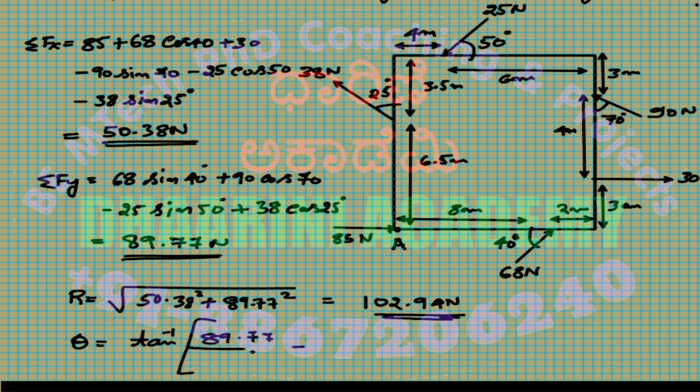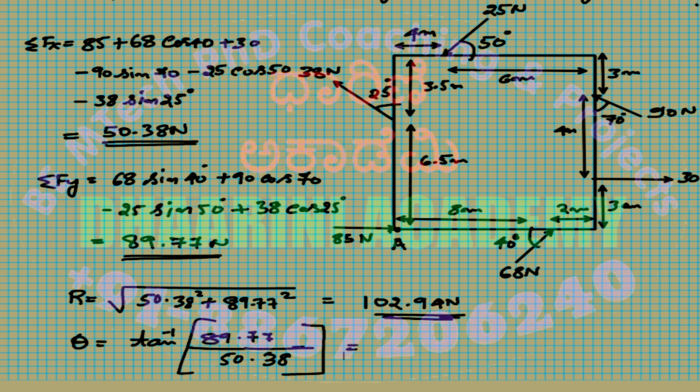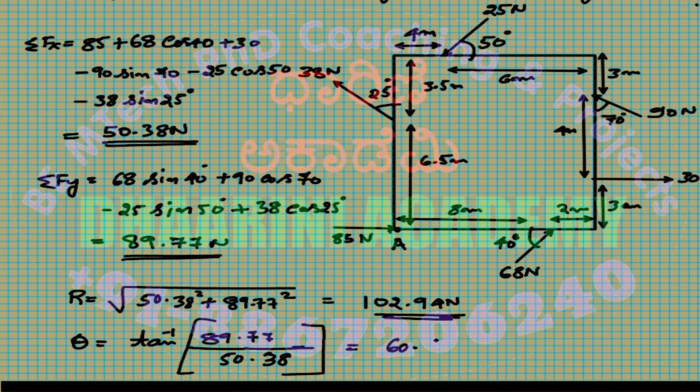So let us use the equation for theta, as this is tan inverse of summation Fy, that is 89.77 divided by 50.38. So this comes to be 60.67 degrees.